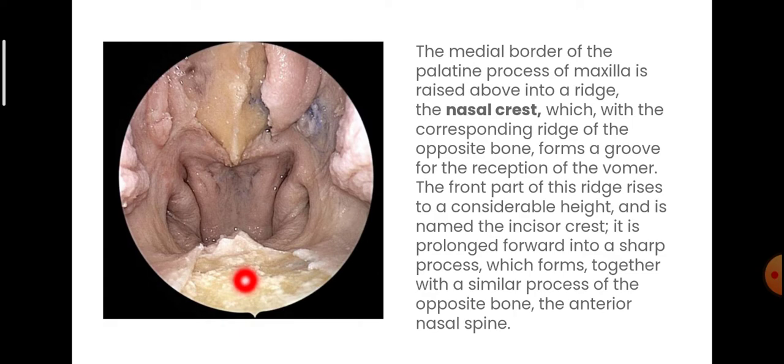Now, the front part of this ridge raises to a considerable height and is named the incisor crest. It is prolonged forwards into a sharp process, which, together with a similar process of the opposite bone, forms the anterior nasal spine. Now, let us have a look.